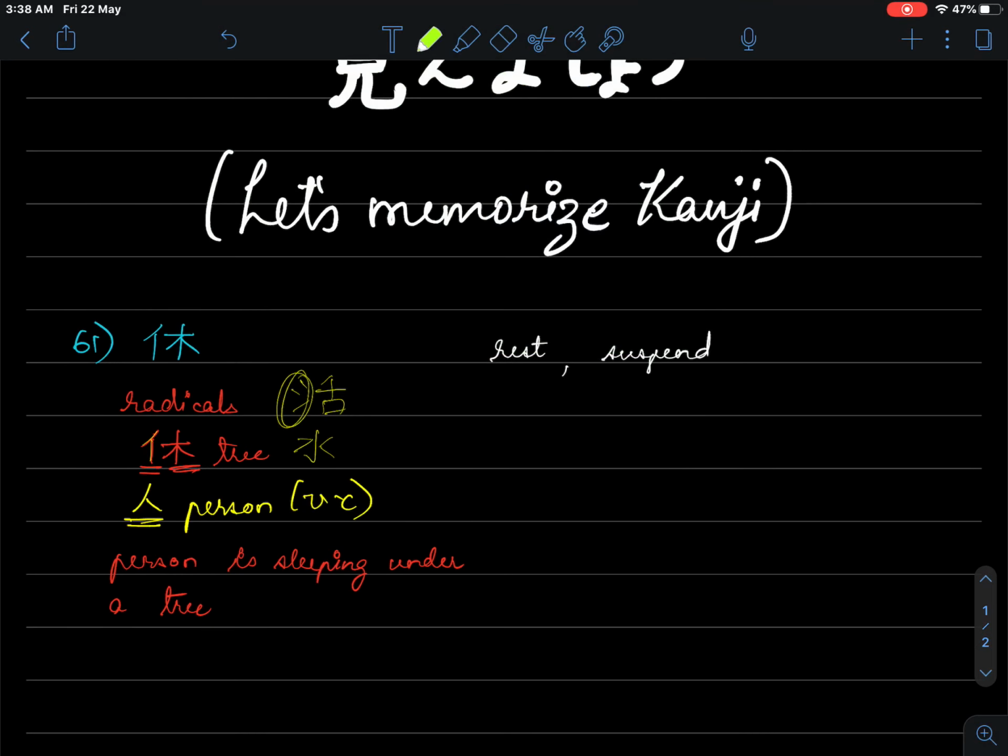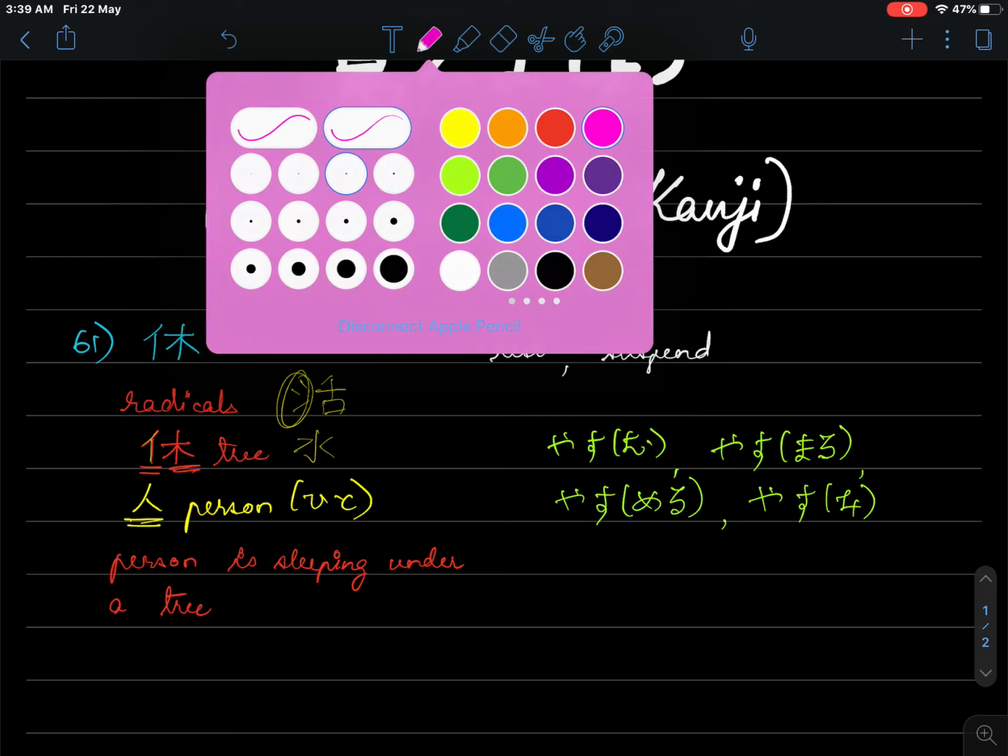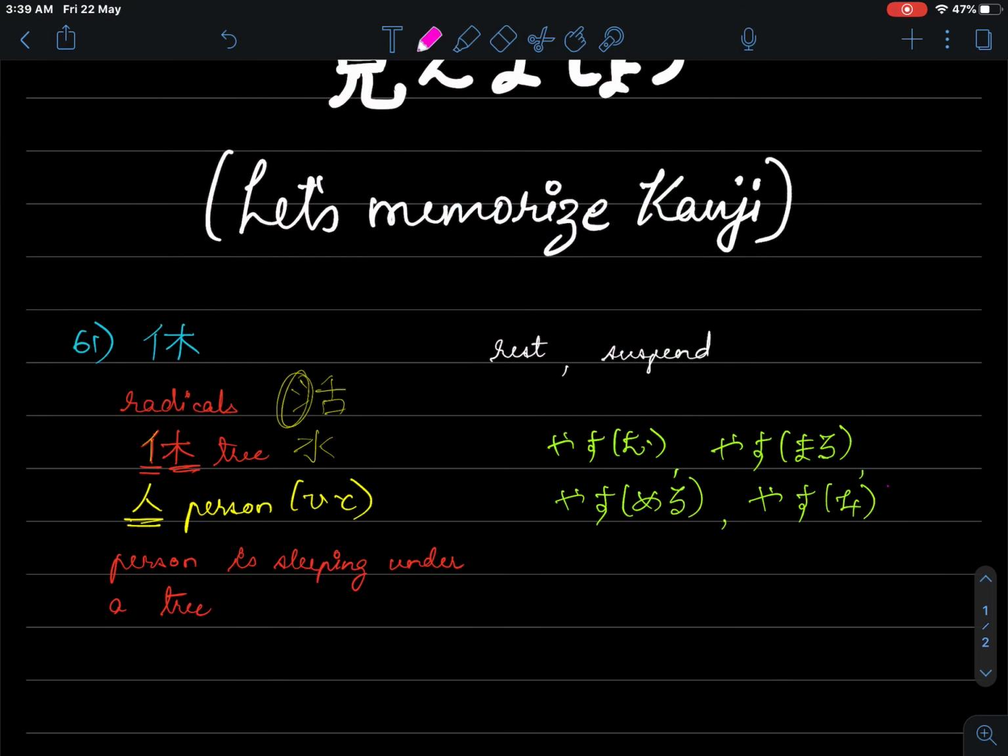Now let's quickly move on to the on and kunyomi. This has a bunch of kunyomi, but they are all related. So let's have a look. The first is yasumu. Then you have yasumaru. Then you have yasumeru. And of course, yasumi.